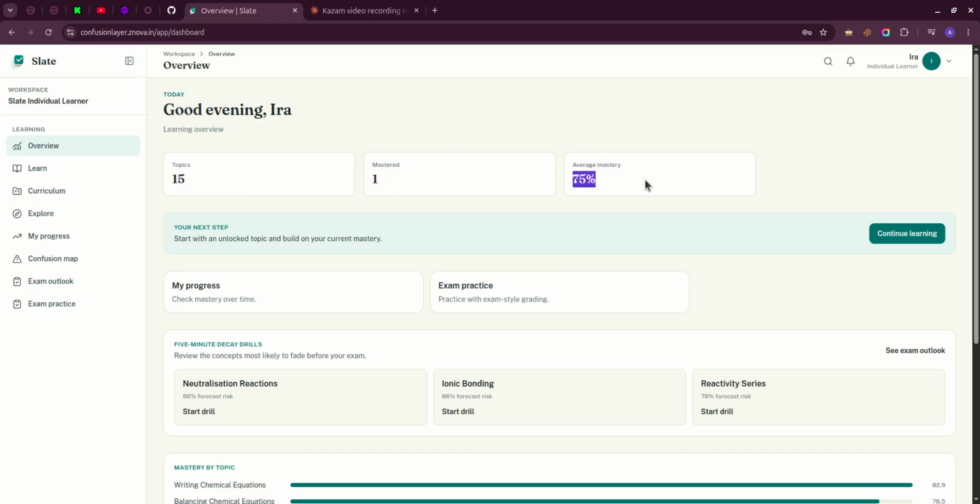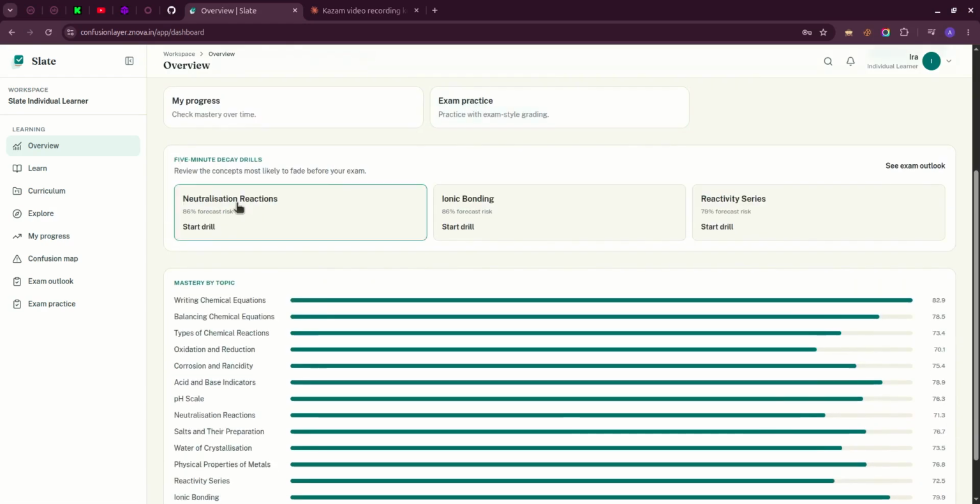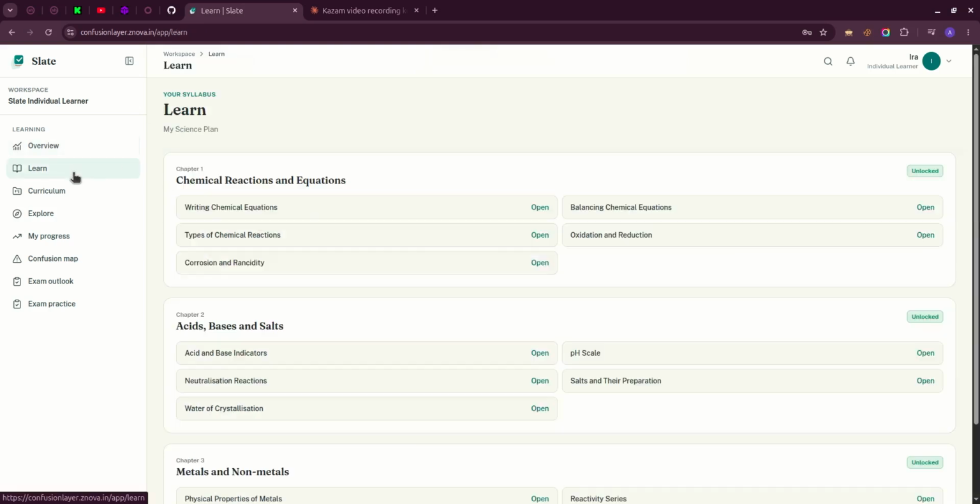The student opens Slate and sees today's learning work, current mastery, week concepts, exam practice, and the class timetable. This is not just a list of chapters. Slate knows which topics are unlocked, which topics are still locked by the teacher, and which concepts need attention now.